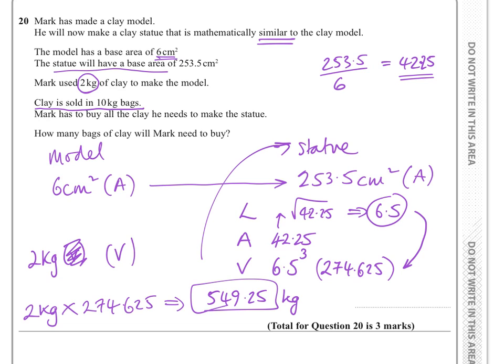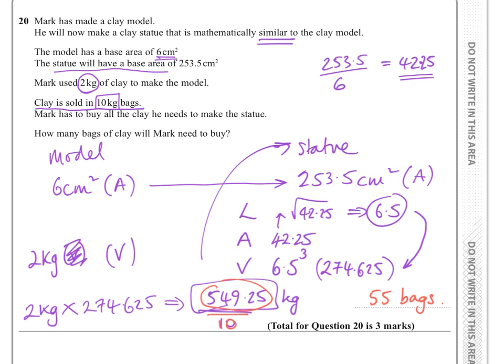Now it says clay is sold in 10 kilo bags, and it says how many bags of clay will Mark need to buy. Well, you just simply divide this number here by 10, and we get 54.925 bags, so he's going to have to get 55 bags.